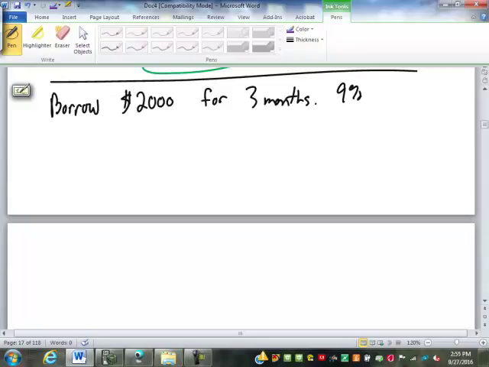So how much would you pay back here? Well, the first thing you got to find is the interest. I equals what's going to go in here? 2,000 will be the principal, times 0.09, which is 9% as a decimal.